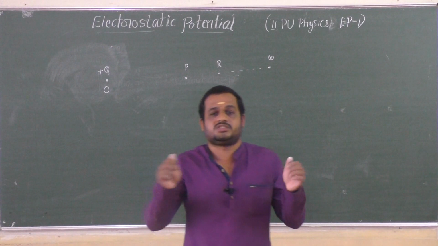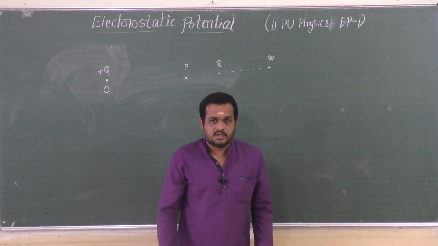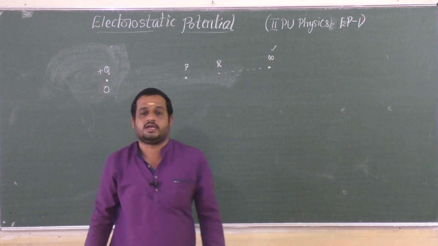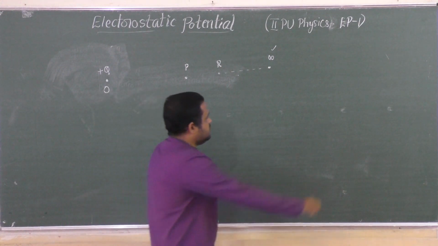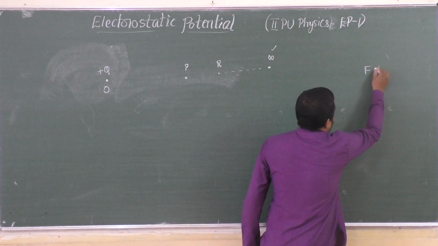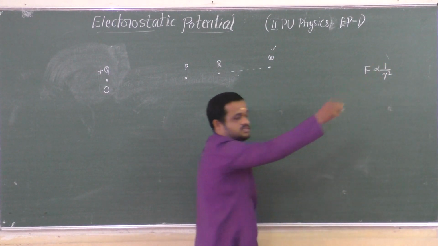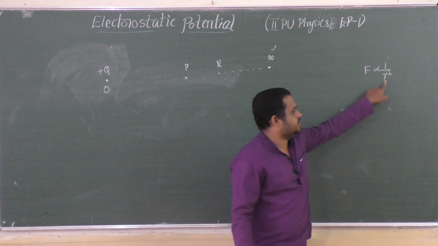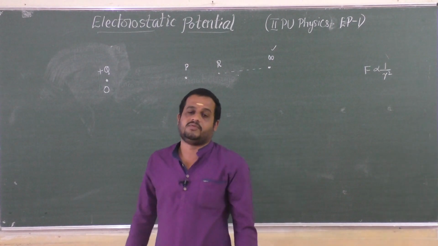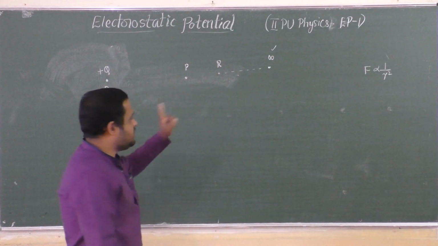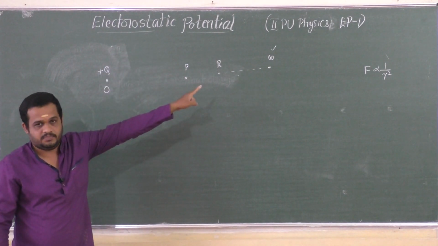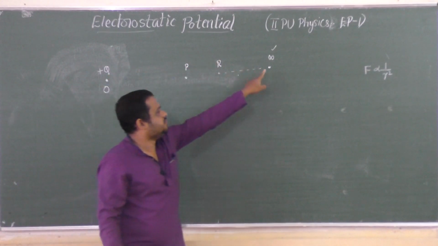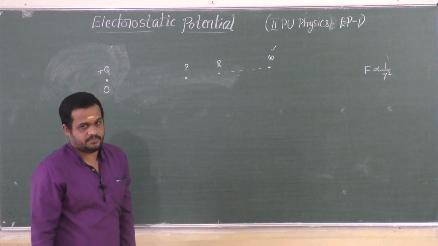Up to what distance does this electric field exist? Electric field exists up to infinity. At infinity, electric field or electrostatic force becomes zero, because electrostatic force or electric field is inversely proportional to the square of the distance, from Coulomb's law. F is inversely proportional to R square. When R becomes infinity, then only electrostatic force or electric field reduces to zero. That means electric field extends up to infinity. So starting from the source charge, up to infinite distance, electric field exists.